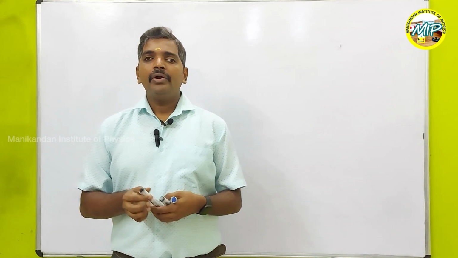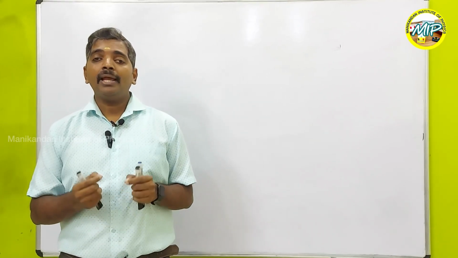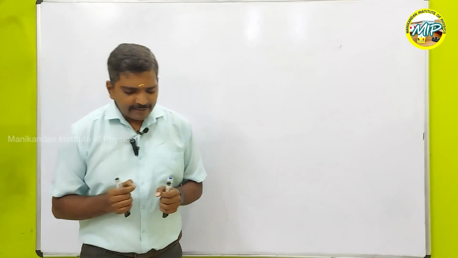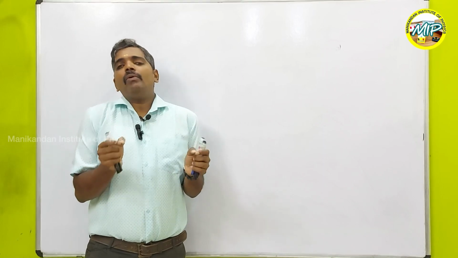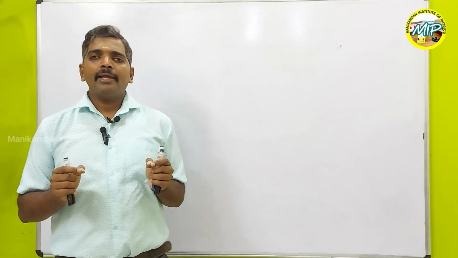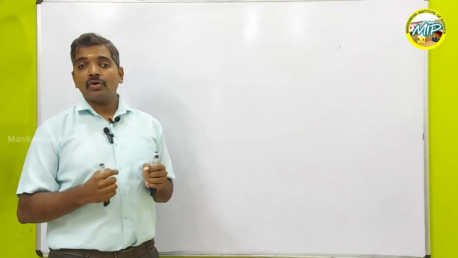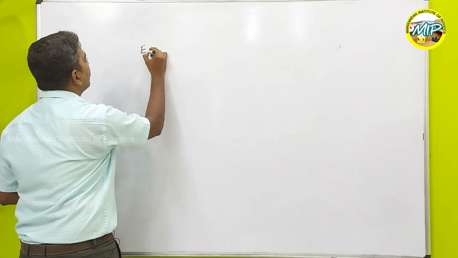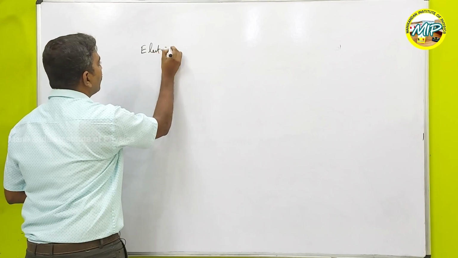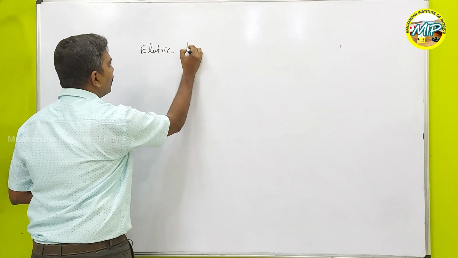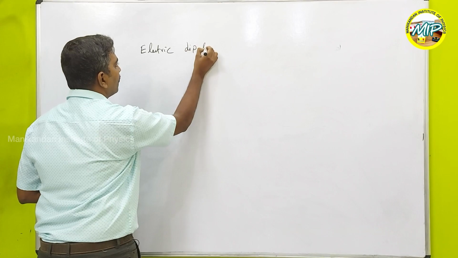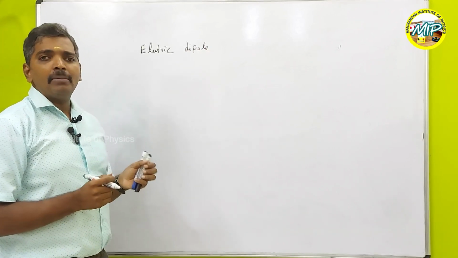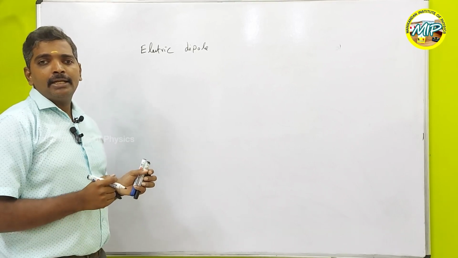Now I am going to define what is meant by electric dipole. The electric dipole is two equal and opposite charges separated by a very small distance. It's called an electric dipole. So two equal and opposite charges, which means two charges of equal magnitude and opposite sign.